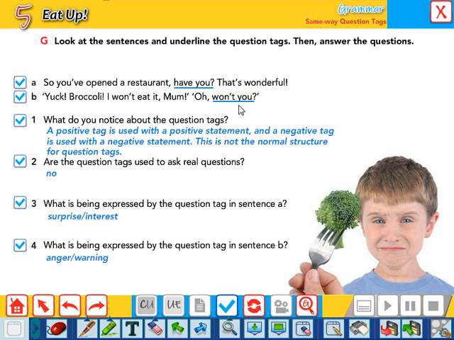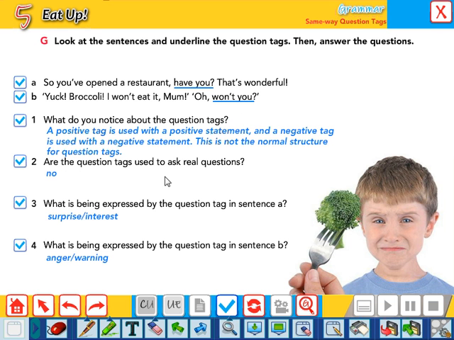I won't eat it, Mom. Oh, won't you? What do you notice about the question tags here? A positive tag is used with a positive statement, and the negative tag is used with a negative statement. This is not the normal structure for question tags. Of course, the normal form is: so you have opened the restaurant, haven't you? But here, have you. Why? Because it's called same way question tags. You have opened the restaurant, have you? To make sure of the information.